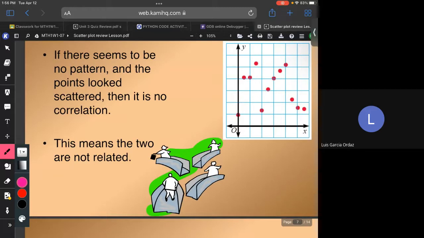An example of something with no correlation is your shoe size in the basketball shoe and your shooting percentage. Your shoe size should not have an effect on how you shoot the ball. That doesn't.